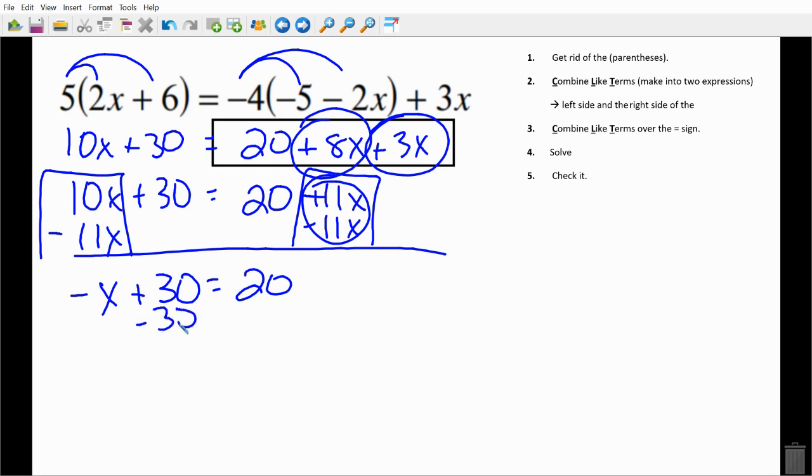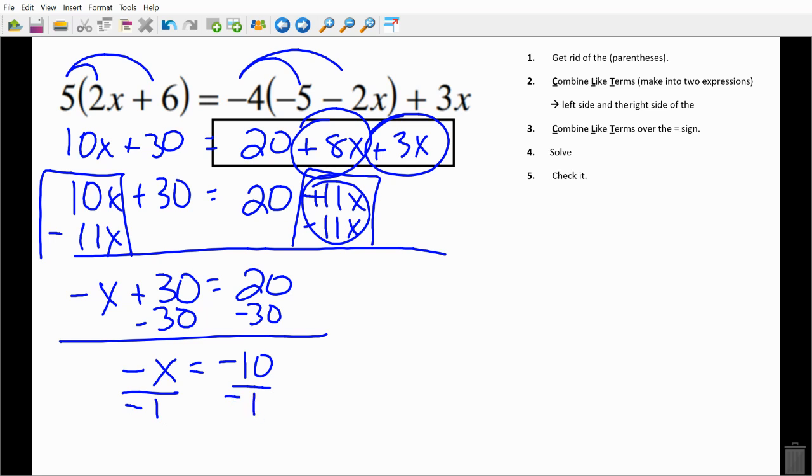Subtract 30 from the left side. Subtract 30 from the right side. You get negative x equals negative 10. And we don't have a fraction for an answer. Good. Are we done yet? No. We want the opposite of negative x. So we're going to divide this by negative 1, divide this by negative 1, or as I like to do it, what's the opposite of negative x? Positive x. So what's the opposite of the right side? Negative 10 is positive 10.